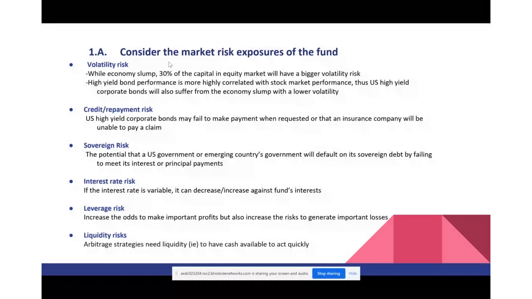And there's also credit risk. So it's also like a default risk. And there's sovereign risk, interest rate risk. If the interest rate is variable, it can decrease or increase against the fund's interest. There's leverage risk because the fund is using leverage to make profits. So there may be more risk while they're making their strategies. And there's also liquidity risk. So the arbitrage strategies need liquidity to have cash available to act quickly.